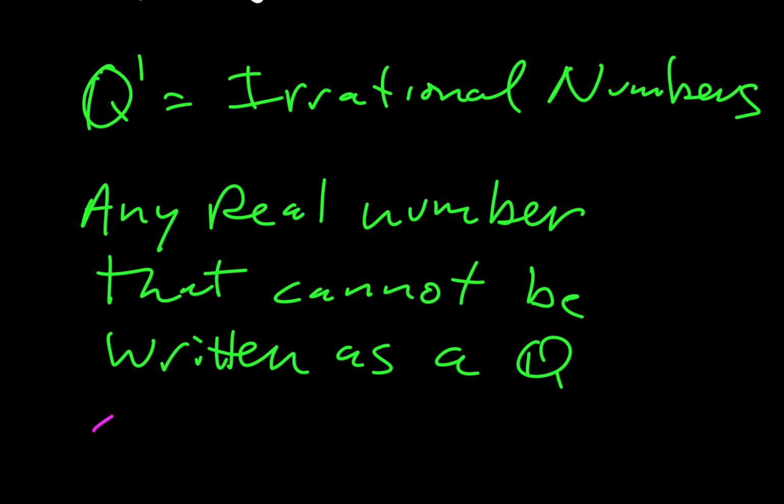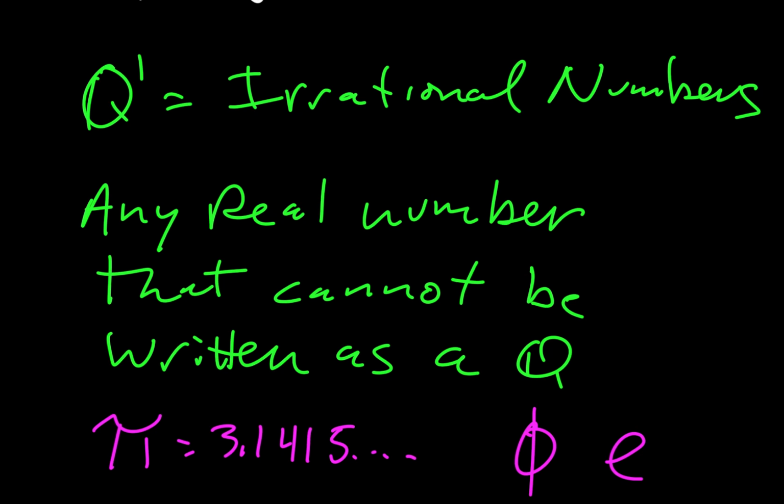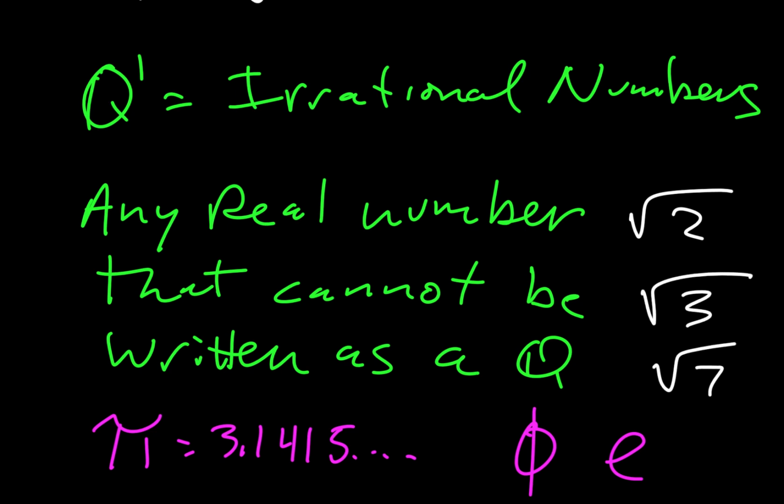Some examples of this, we have pi, right? Because that's 3.1415, doesn't follow a pattern and goes on forever. We have a number phi that you may have come across in a class. e is another one. So we tend to have these special irrational constants that just show up, but also the square root of any number that's not a perfect square. All of those will give us an irrational number as well.